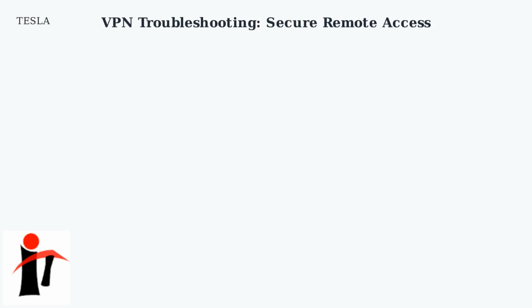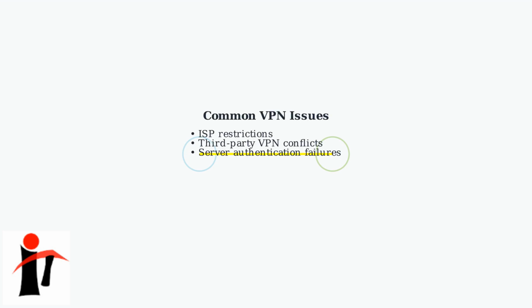Tesla uses a proprietary VPN for secure remote access, encrypting data to prevent interception. This VPN creates an encrypted tunnel between your phone and Tesla's servers, protecting your commands from hackers, ISPs, and governments. VPN issues can arise from ISP restrictions, conflicts with third-party VPN apps like NordVPN blocking Tesla's ports, or Tesla's server-side authentication failures. If you're using a third-party VPN, try disabling it to see if it resolves the issue.